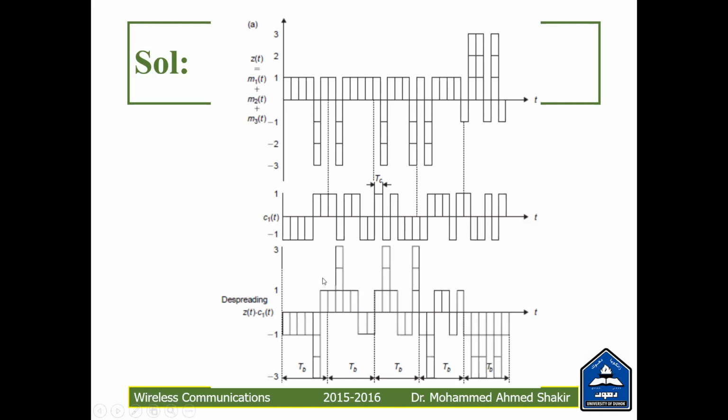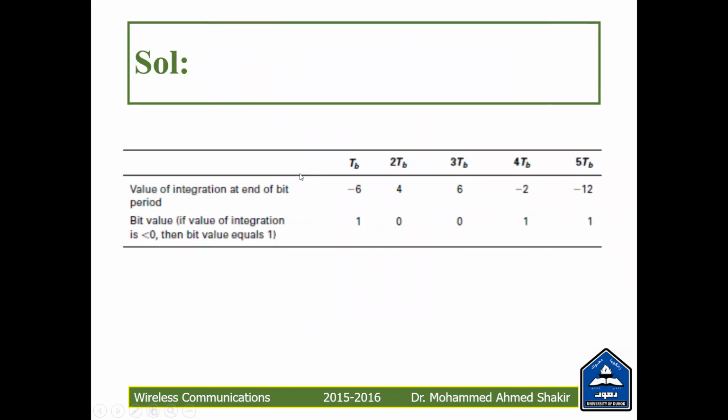Now, in the second interval, we have the following: 1, 2, 3, 4, 5, 6, minus 2, we have 4. So here we have +4. The first one was -6. Here again, 1, 2, 3, 4, 5, 6, 7, 8, minus 2, it will be 6. So look here: -6, 4, 6, -2, -12. Based on the threshold, negative values will be considered as 1, and positive values will be 0.